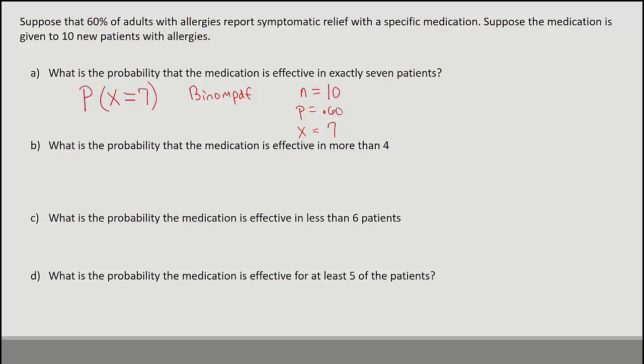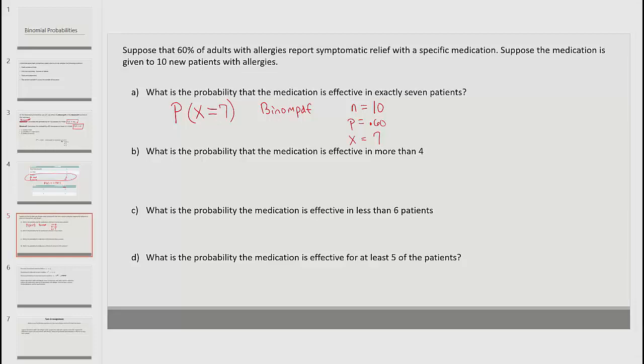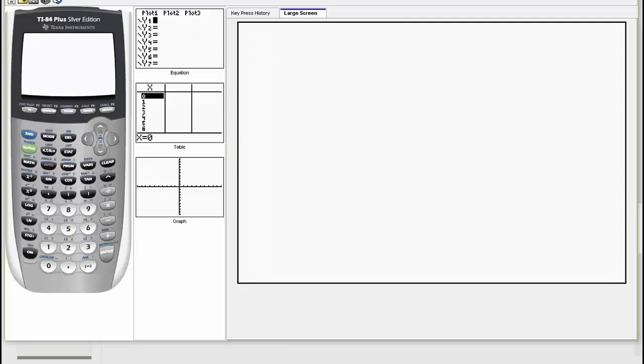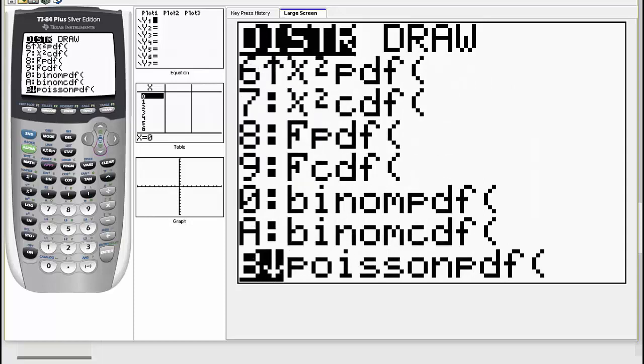All right, so what we have to do now is simply take those values and plug them into our calculator. If you need to, write down those values. N is 10, P is 0.60, X is 7. All right, let's bring up our calculator. As we discussed, we're going to do a Binompdf. So Binompdf will be 2nd VARS, and we go down to Binompdf. Scroll all the way down. Oh, past it.